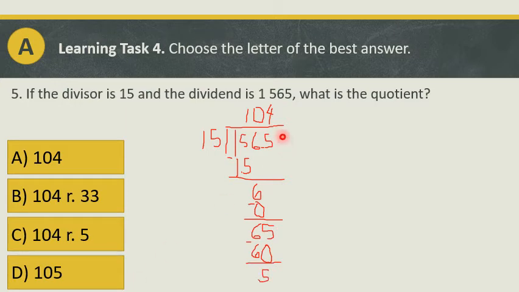So, mayroon pa ba tayo i-bring down? Wala na kasi na-bring down na natin yung huling digit dito. So, ibig sabihin, ano mangyayari dun sa 5? So, siya ay natira. Ang tawag natin sa natirang number ay remainder. So, sulat natin dito yung R, then 5. So, alin po siya dito? So, choices, so letter C.